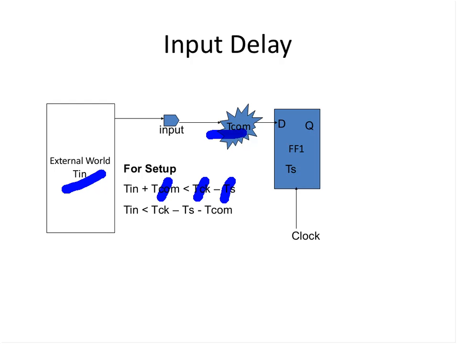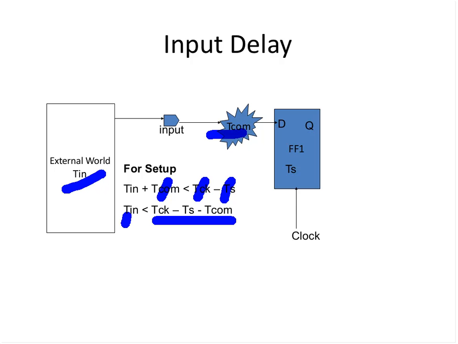Please note again it is a setup timing constraint. You need to represent this equation in the form of estimate less than constraint. This is the estimate part, this is the maximum that it could have. So estimate less than constraint is the max equation or the setup equation.